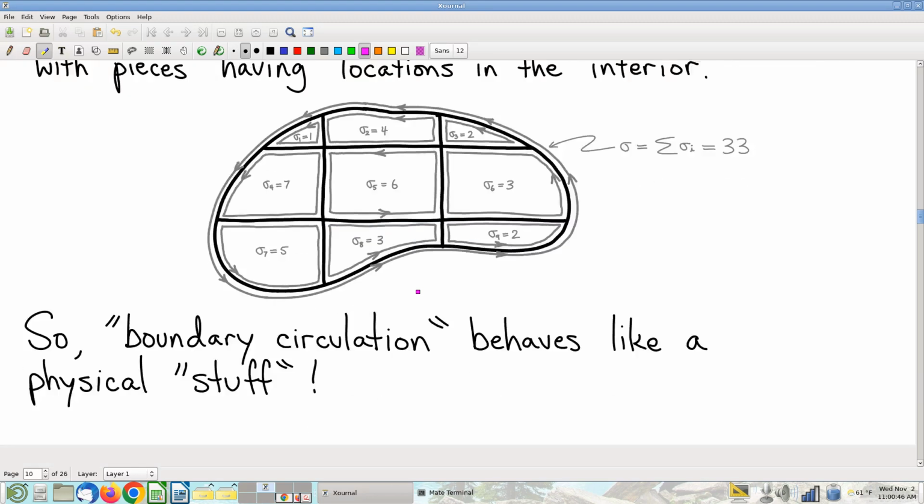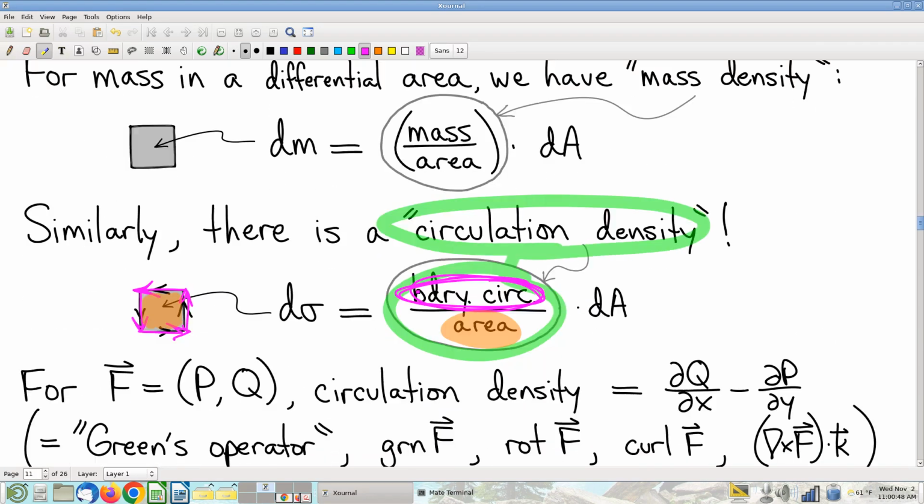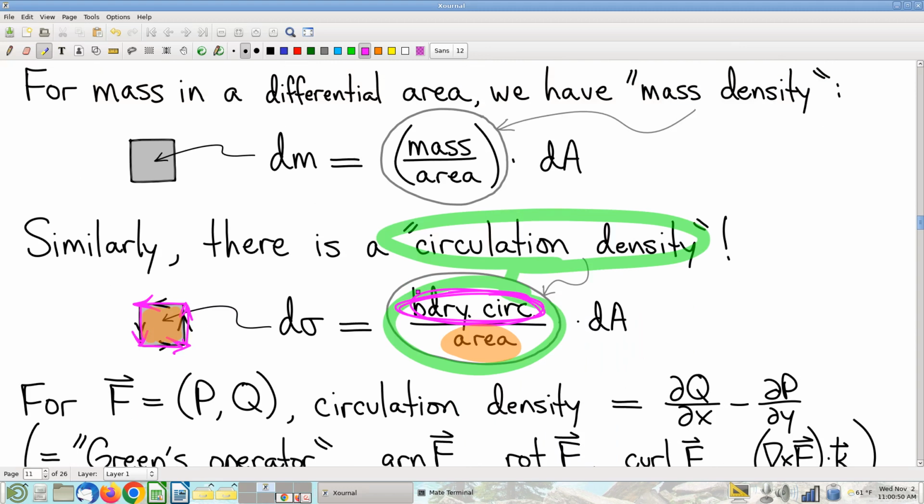So we're almost to Green's theorem. We've got this idea of circulation. I claim circulation is an accumulating quantity. It behaves kind of like mass, and in the sense that it behaves like mass, you can talk about a density for it, in the same way you talk about mass density. By the way, we call this mass density because the numerator is literally mass. And so, likewise, we call this circulation density because the numerator is literally circulation. So that's the term.